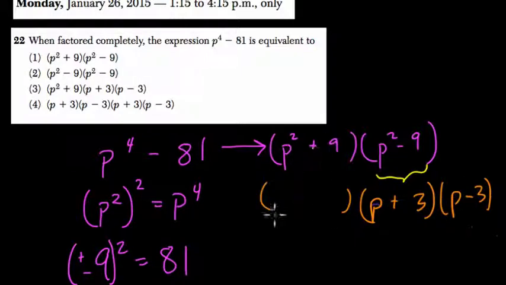Here we do have two perfect squares, but it's the sum of two perfect squares, and there's nothing else we can do to break that down. So here, my answer would be choice 3.